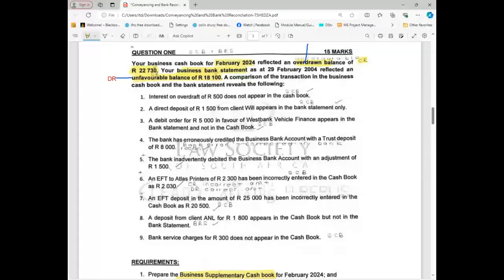Now we go to the next part. The next part says a comparison of transactions in the business cash book. This is what I told you about. We compare the cash book and the bank statement so that we can check if there are any differences or not. Are we together? So when we were comparing, here are the things that we found. So we must know how to deal with those things.